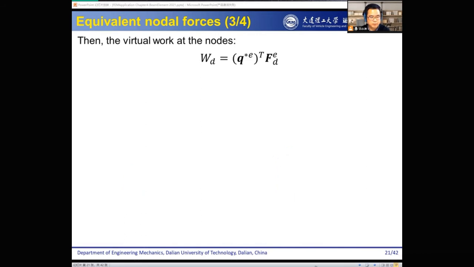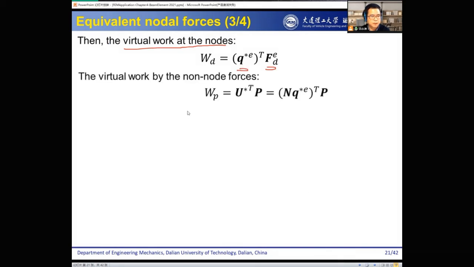Then we can work out the virtual work. So first, the virtual work at the node is the force times the displacement. Okay, this is the general concept. And then the virtual work on the non-node force. So the virtual work is done by the concentrated external force, and then it equals the force times the displacement. Okay, and the displacement we can write in terms of the node displacement times the shape function.